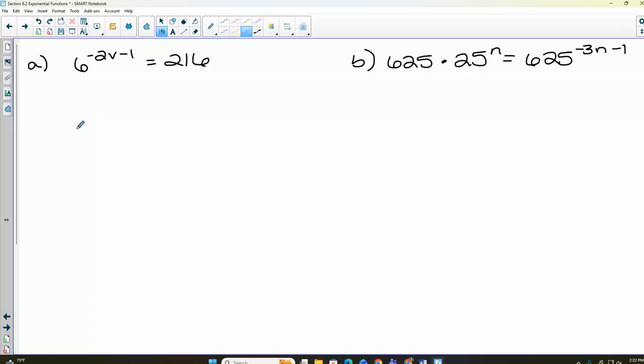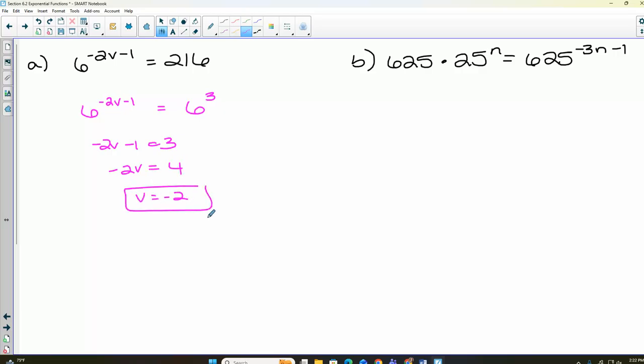Okay, so what did you do on A? Okay, 216 is 6 to the third. So then negative 2b minus 1 is equal to 3. So negative 2b equals 4, so b is negative 2. Did we get that one? Yeah. Okay. B. What base did you turn both of these into?